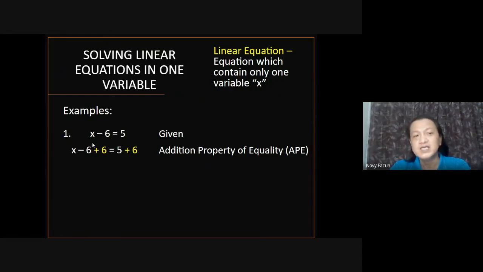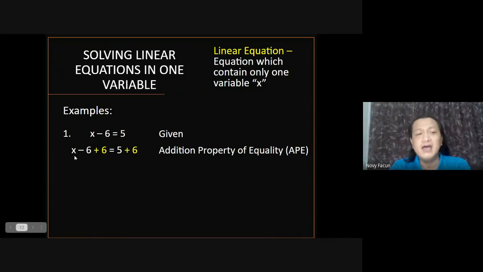Take note of this. Since yung given natin dito ay meron tayong constant na negative 6 or minus 6, ibig sabihin, yung constant nasa kanan dapat siya. So, para ma-transpose natin, you have to add the additive inverse of negative 6, which is positive 6. Kaya nag-add ako both sides of the equation by positive 6. Remember, this is balanced dapat. Whenever you add on the left side, the same dapat sa right side.